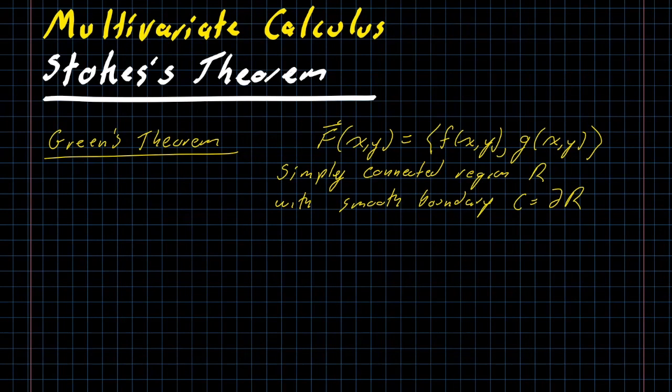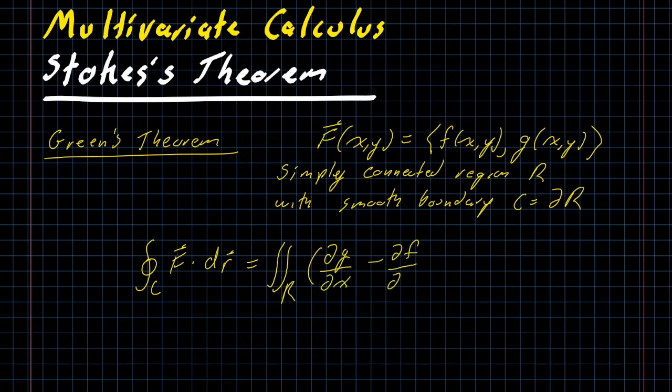But when we have all of this, Green's theorem told us that the integral along this closed path of F dot dr was equal to the double integral over the entire region of this weird difference, partial g over partial x minus partial f over partial y dA. And we've seen things that kind of look like this in the past.